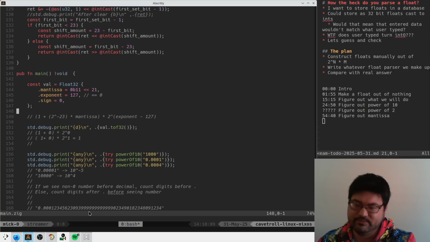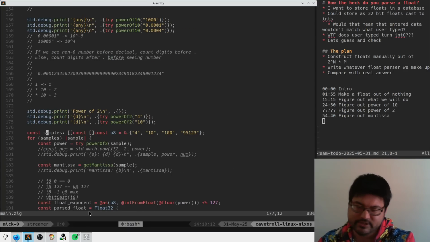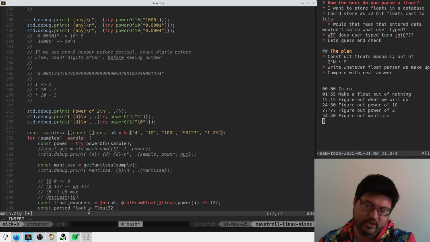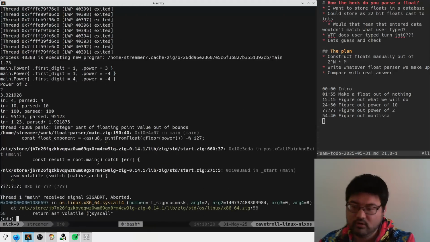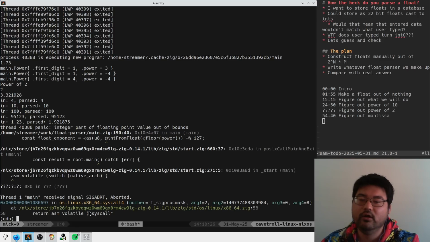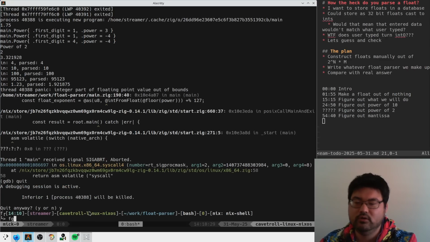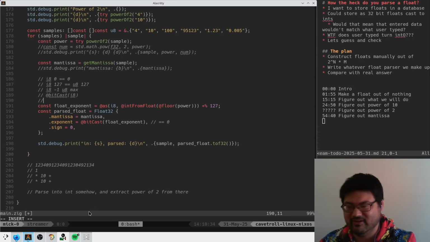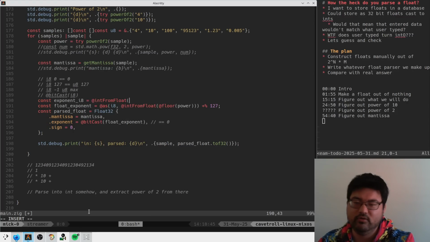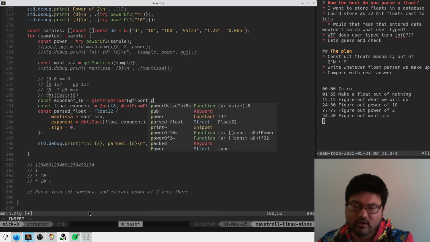So now can we try doing some things that are actually decimals? 1.23. 0.005. Okay. Now it's mad, because the power could be negative here. So this is supposed to be an I8 and then a bit cast. Okay. Exponent U8 I8 is int from float floor of the power.